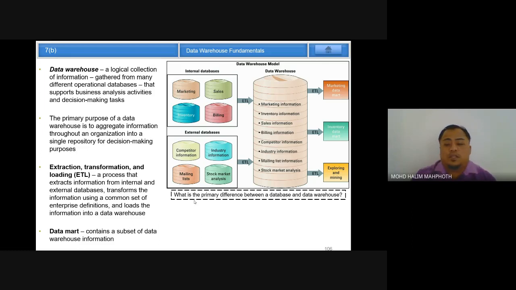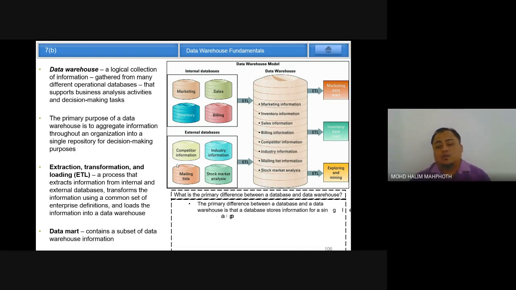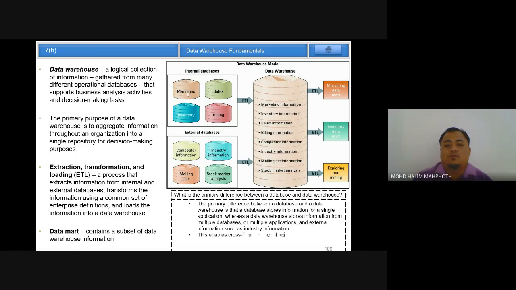What is the primary difference between a database and a data warehouse? Here are the primary differences. A database stores information for a single application. As you can see right here, this one is only for marketing, and this one is only for billing information.